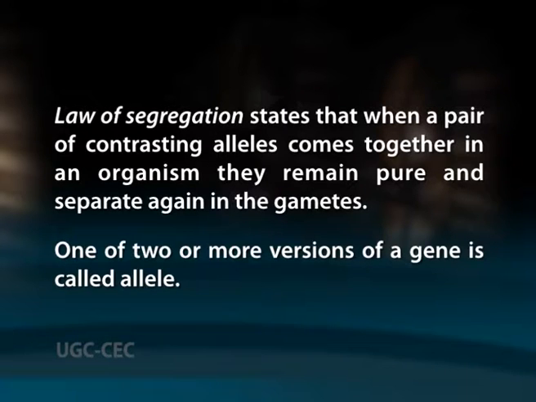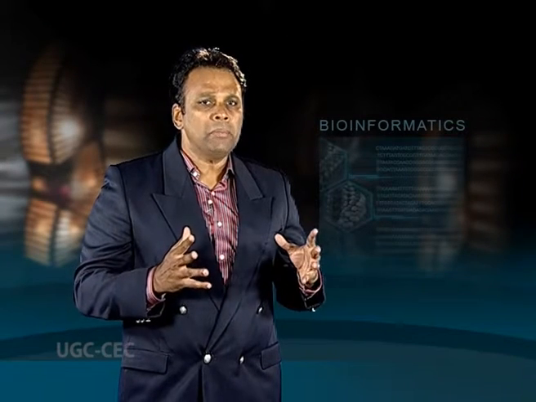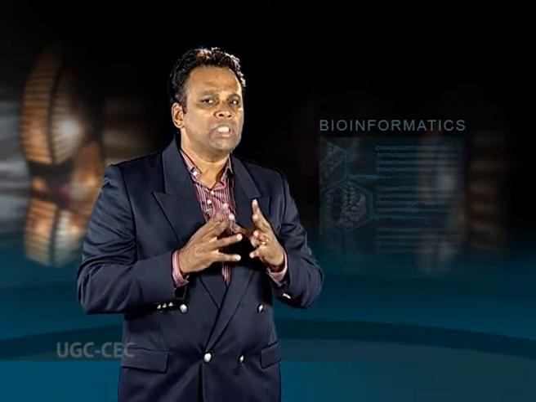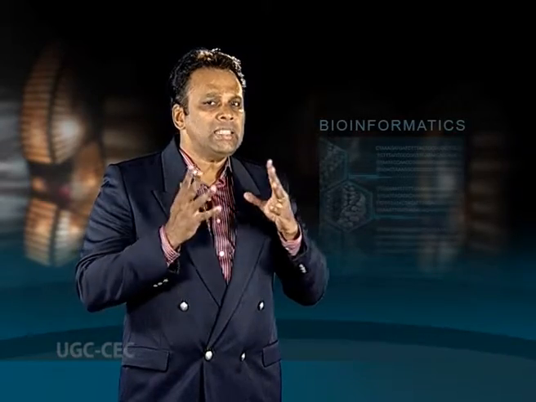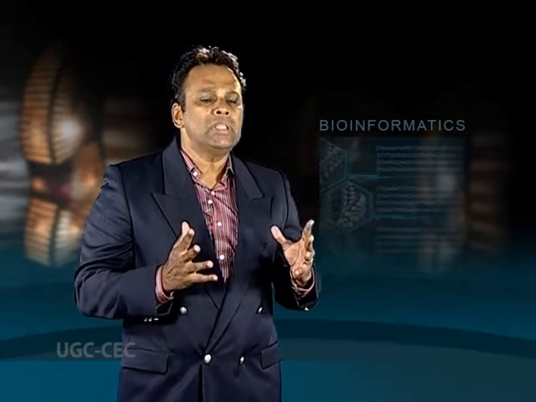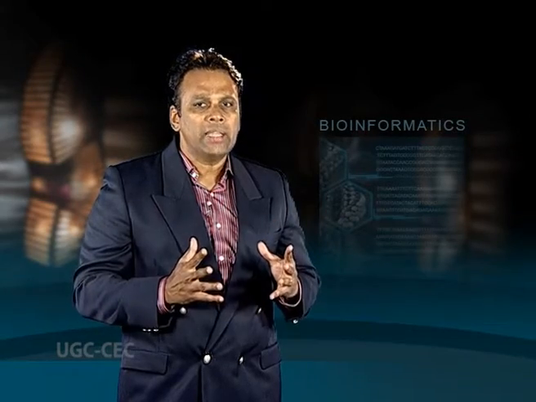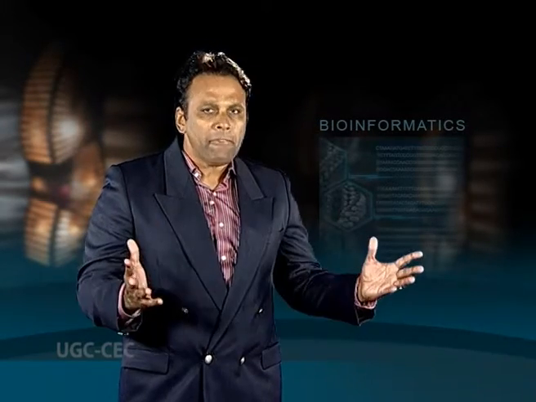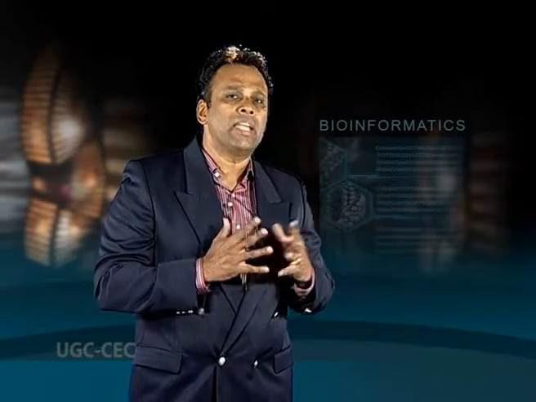One of two or more versions of a gene is called an allele. An organism carries two copies of the gene. If the genes are the same, it is referred to as homozygous, and if the genes are different, it is referred to as heterozygous.